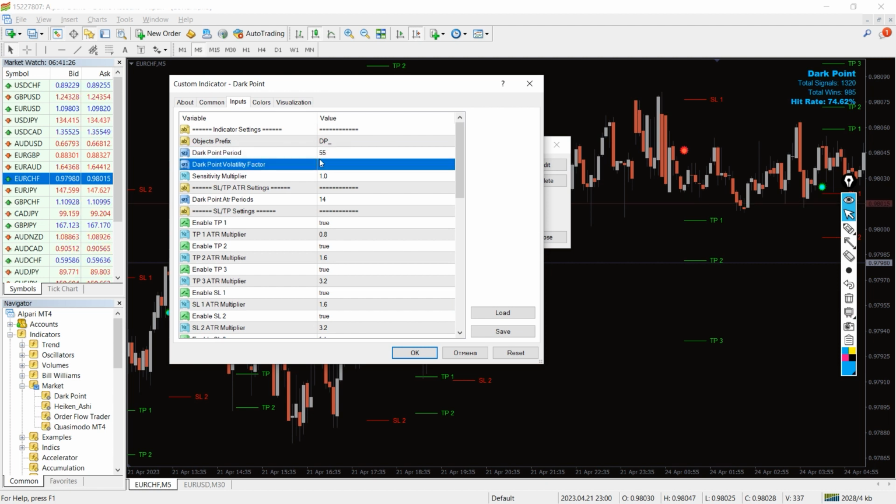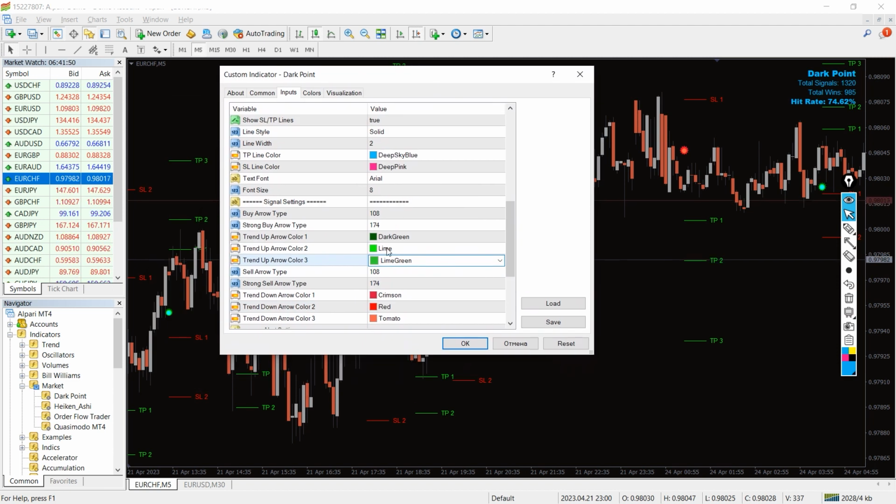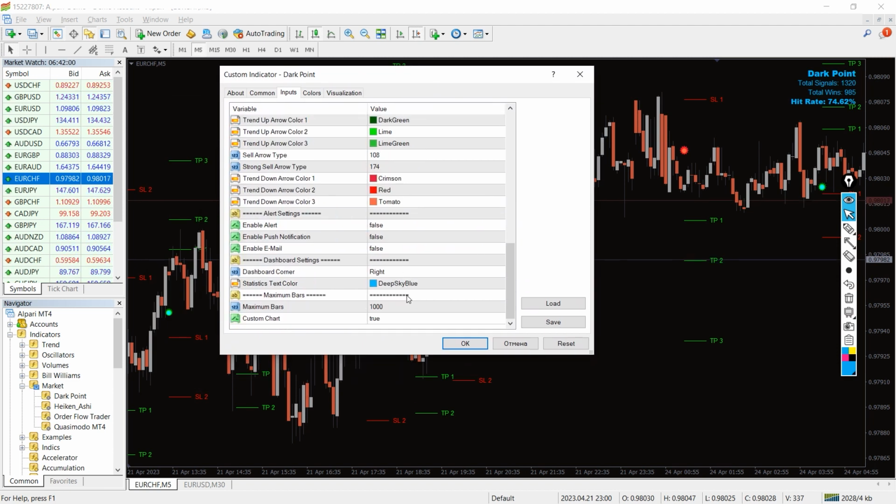In the indicator settings, we can change so many parameters, for example the period and volatility factor, to change the frequency of signals. You can also change the colors and size of the lines, signal and text on your chart.